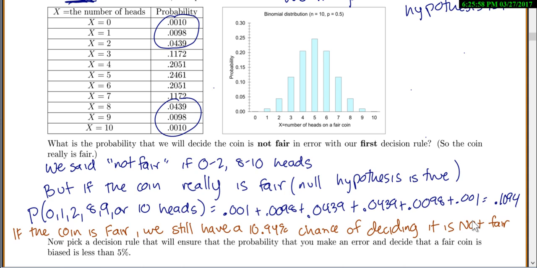So when we do hypothesis tests, we want to go through and make this probability small: if the null is true, the probability of thinking that it's not true. So what we're going to usually do is pick a decision rule that will ensure the probability that we make an error and decide that a fair coin is biased is less than 5%. So we want to change this probability from 10% to less than 5%. So which options are we going to have to take out?